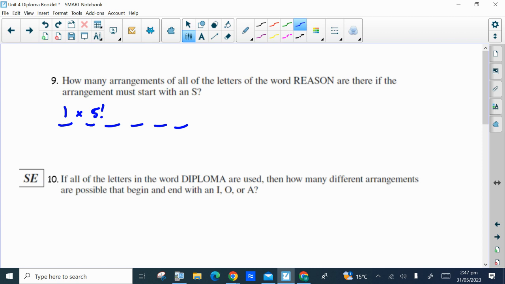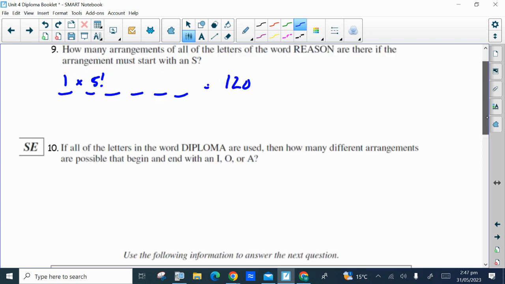You could also do this using permutations by going 1 times 5p5. It's a permutation because order matters, right? When you change letters around, it's a different arrangement. Order matters. So either way, 5 factorial is 120.